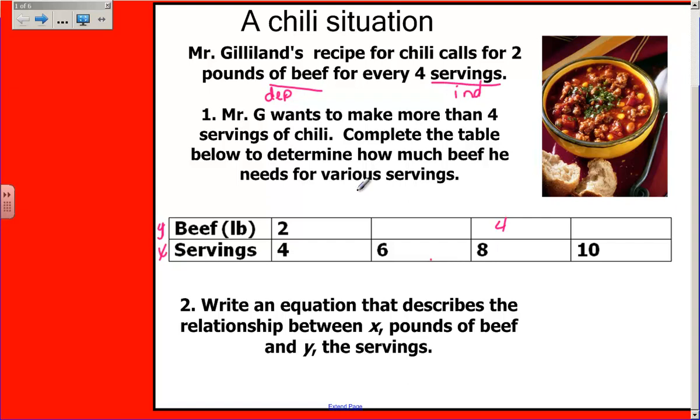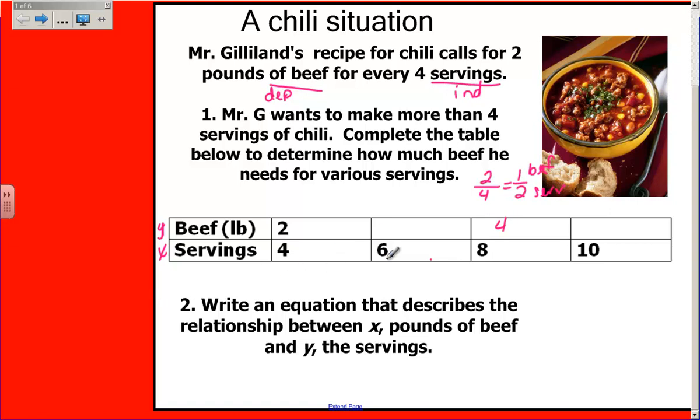In order to figure out how to fill in these, I need to figure out what my rate of change is. And to do rate of change, we find our slope. We have to figure out how much does Y change and how much does X change. Well, from here to here, my Y value changed by 2. From here to here, my X value changed by 4. And if I simplify that, it simplifies down to 1/2. And what this tells me is that I need 1 pound of beef for every 2 servings.